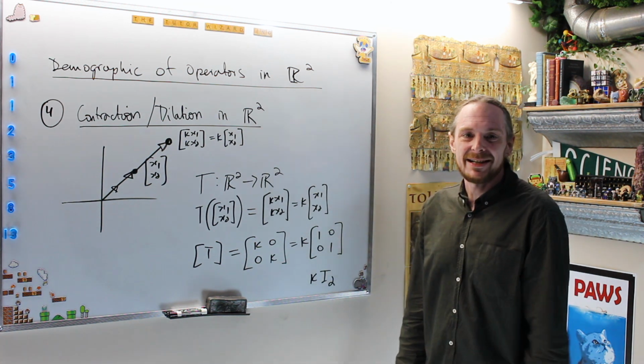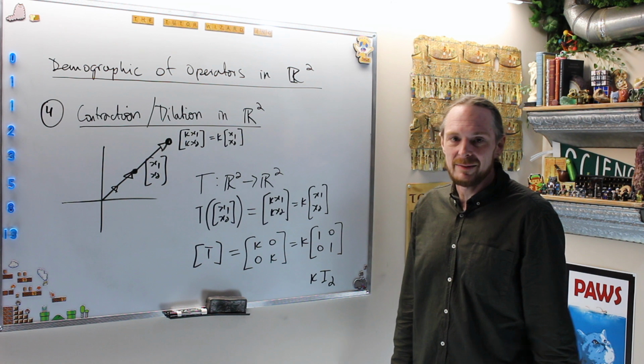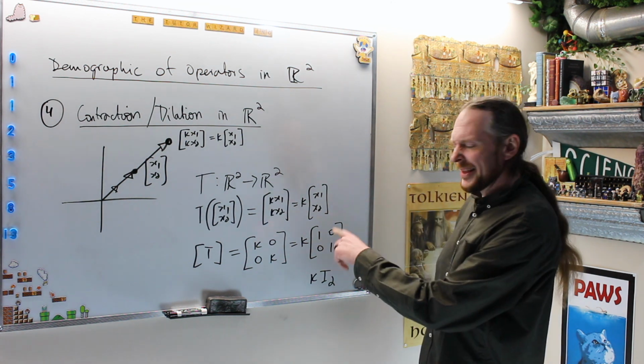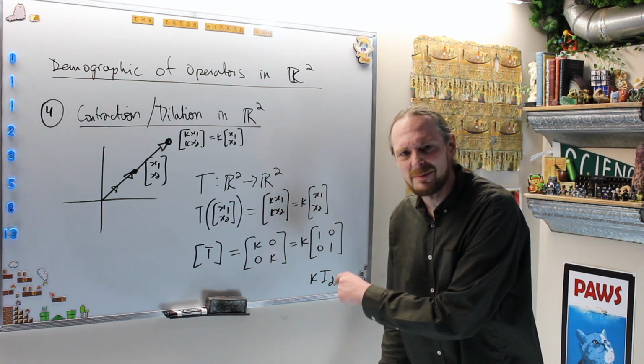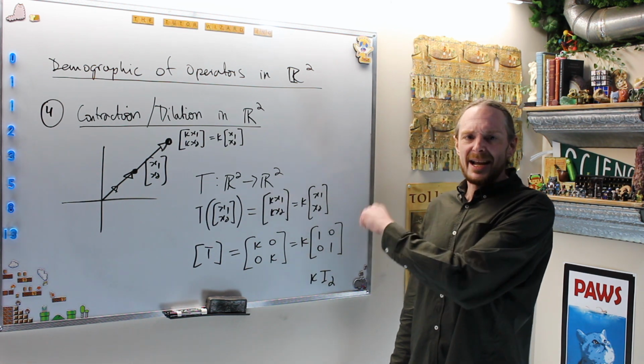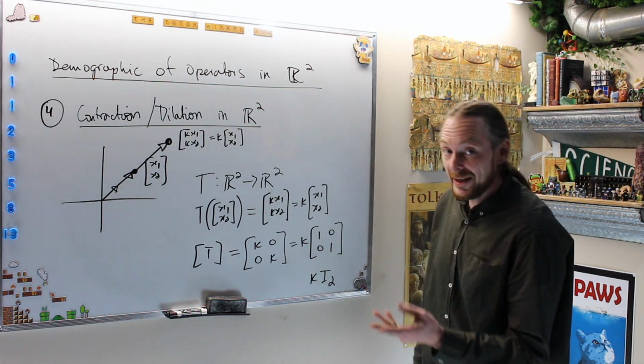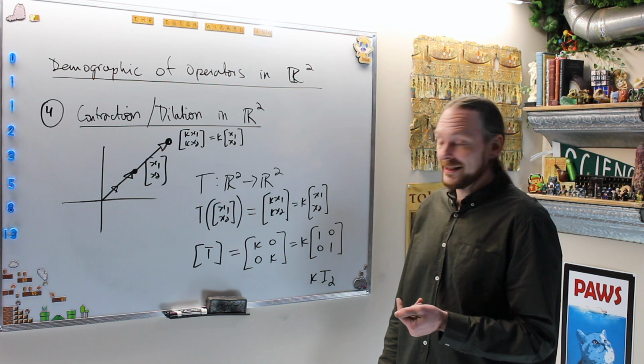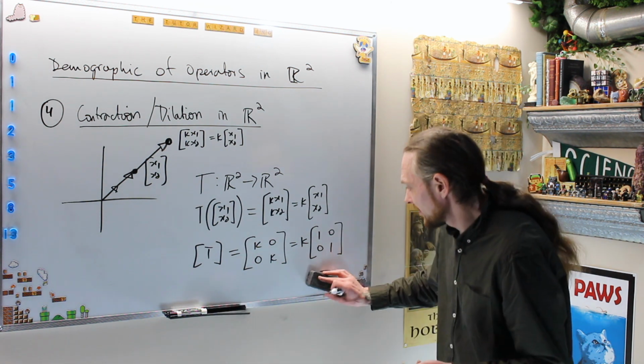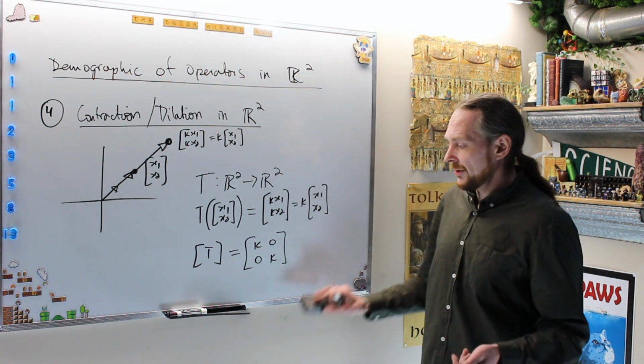Dilation is k times the identity matrix. You're just multiplying by the identity matrix, which is essentially the same thing as multiplying by a scalar. And this is essentially what the eigenvalue vector problem is asking us. Either way, this is the standard matrix for contraction and dilation.